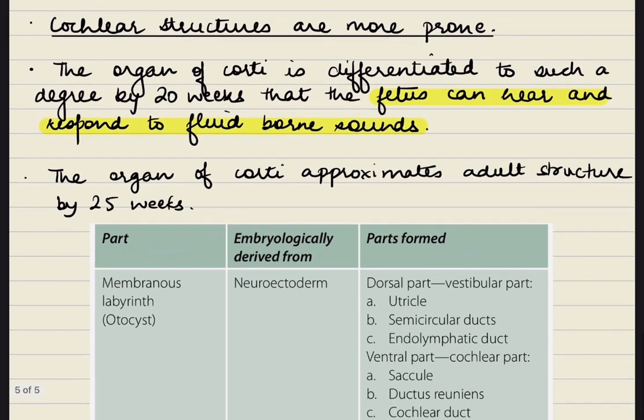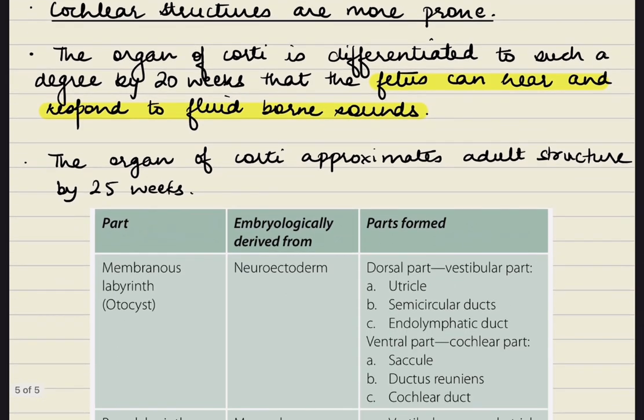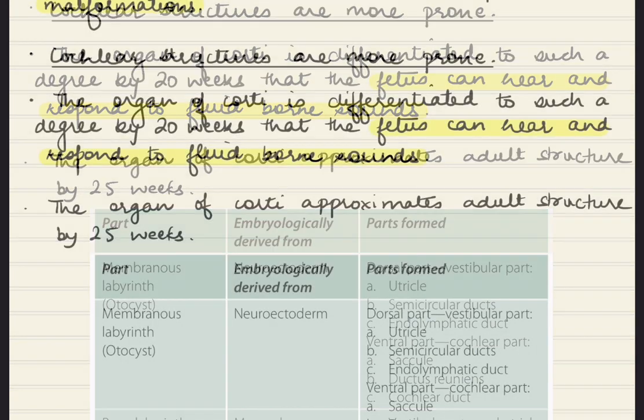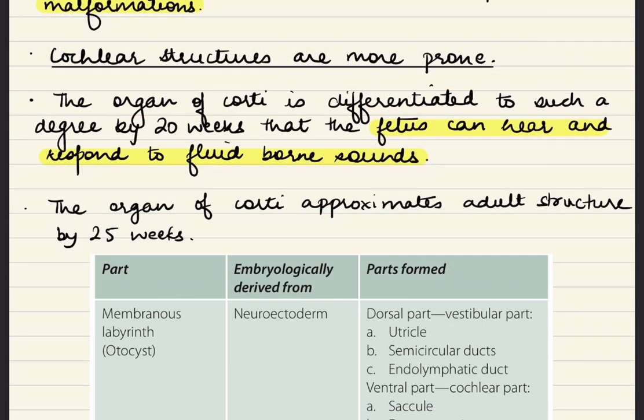Another important point is that the organ of Corti is differentiated to such a degree by the age of around 20 weeks that a fetus can hear and respond to fluid-borne sounds. And this correlates well with our mythology in the Mahabharata, where Abhimanyu, while still being in his mother's womb, was able to hear the discussion between his parents.